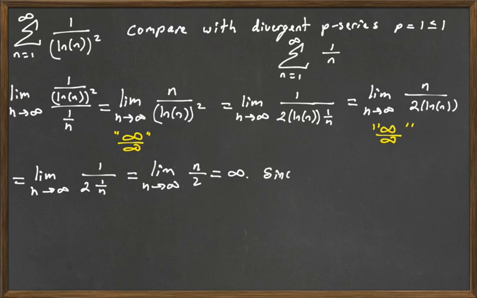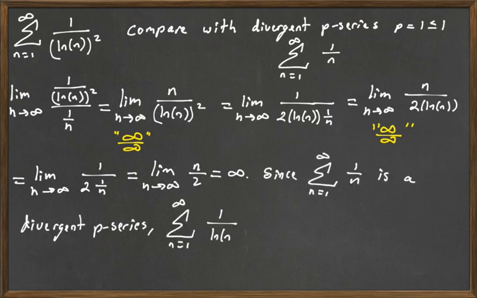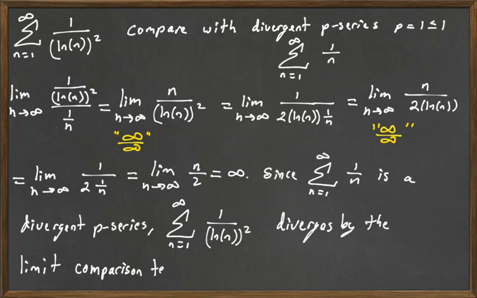And so the limit comparison test says in this situation that because the series we compared it with diverges, and we had the limit as n goes to infinity of a sub n over b sub n equal to infinity, the series of a sub n will also diverge. That is our conclusion here. Since the sum from n equals 1 to infinity of 1 over n is a divergent p-series, the sum from n equals 1 to infinity of 1 over the natural log of n, quantity squared, diverges by the limit comparison test.